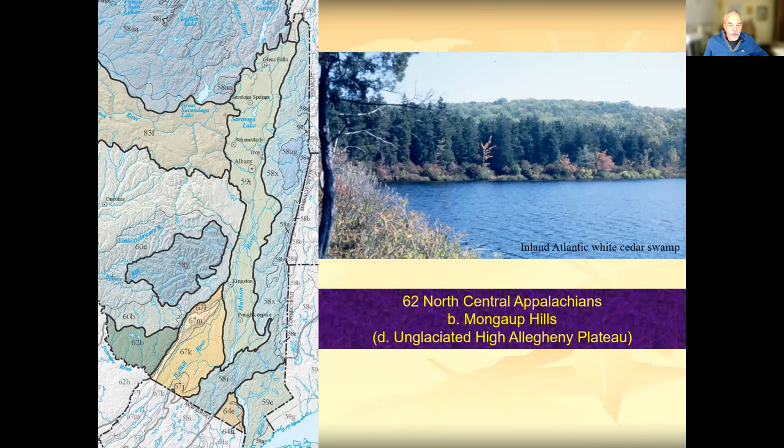All right, we've got a lot of ecoregions packed into the lower part of New York, southeastern New York here. And the next one over is this green one here, 62, the North Central Appalachians. And like the Piedmont, this is split into two areas. There's one way out in western New York. This is the eastern part of it, called the Mongaup Hills.